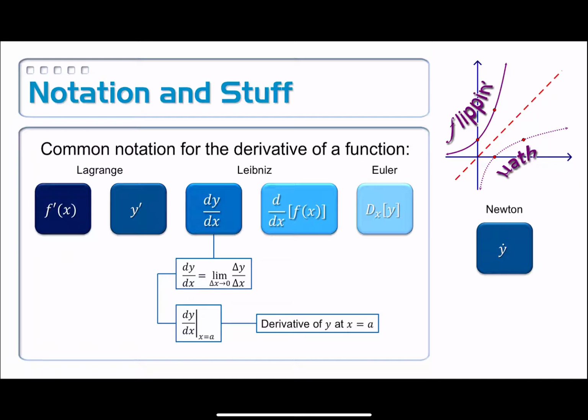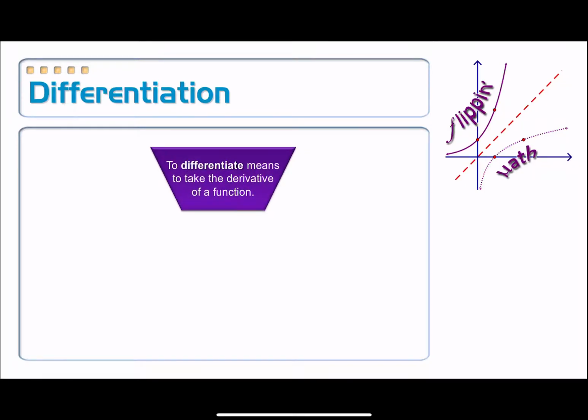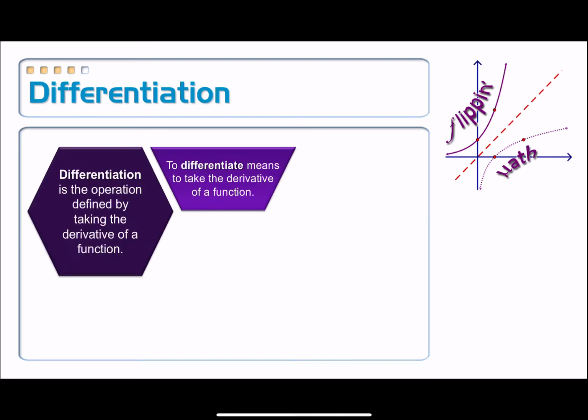All right, I've got a couple more things for you, and that's words associated with this process of taking the derivative, which is called differentiation. It is basically the very first new operation in mathematics you've learned in quite some time. Let's look at a couple words associated with this. First one is differentiate. It is a verb. To differentiate means to take the derivative of a function. And then we have the noun version. Differentiation is the operation that's defined by taking the derivative of a particular function.